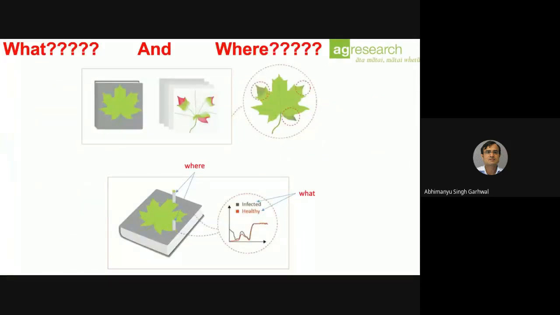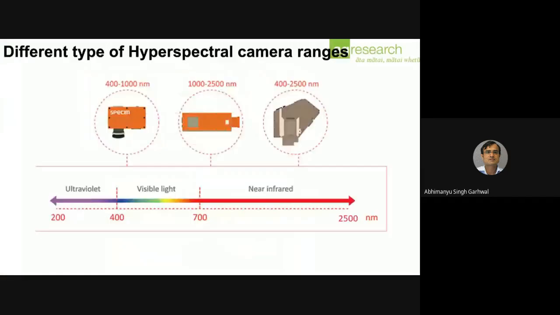So this I explained previously. By hyperspectral imaging, we can analyze every pixel, like this pixel: where is it and what is it, is it infected or is it healthy? So both pieces of information we can obtain from hyperspectral imaging, which location is infected, which location is healthy. That's the advantage: we have the spectral and the spatial information using hyperspectral imaging.